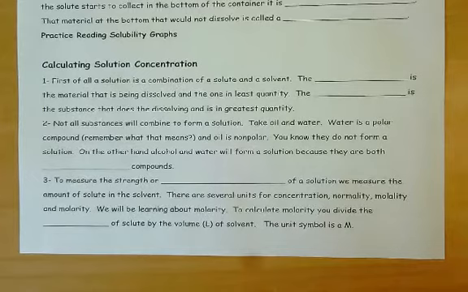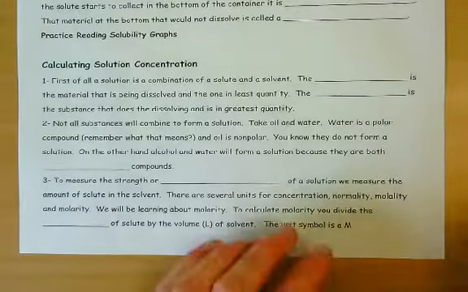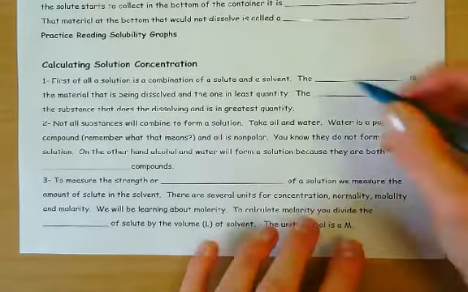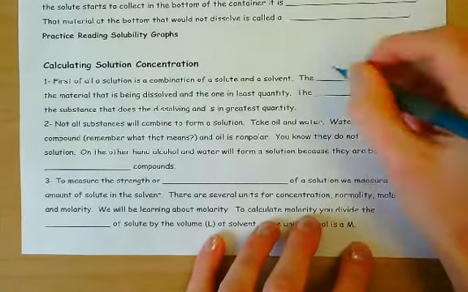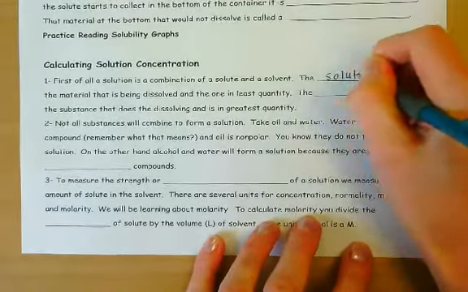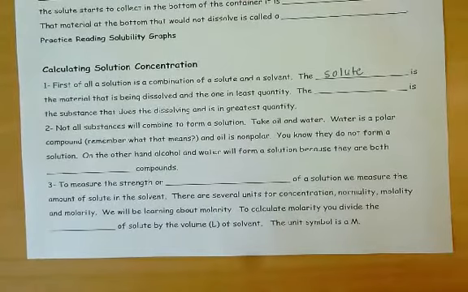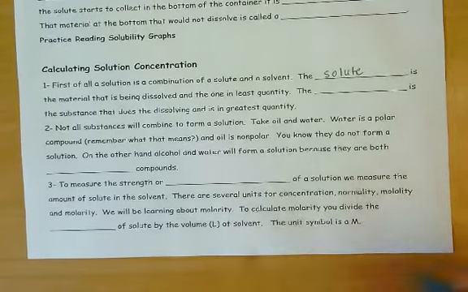Okay, so to start off, we're going to talk about what solute versus solvent is. I think we've already talked about this before, but basically a solute is going to be the material that is dissolved by a solvent. So your first blank, the solute is the material being dissolved and the one in the least quantity. So if I had a glass of tea and I put sugar in it, the sugar would be considered the solute. It is going to be dissolved by the solvent, which is the water.